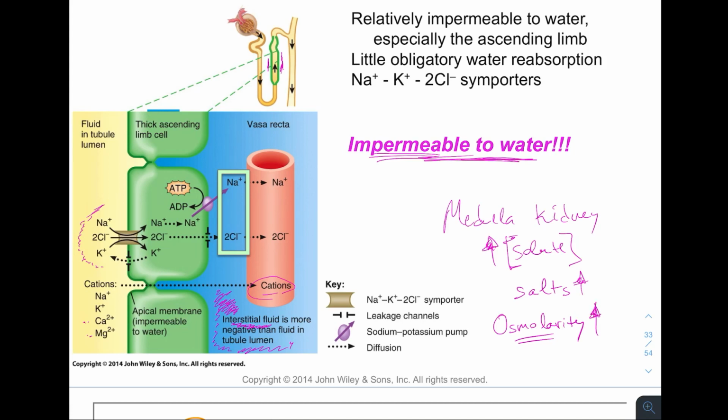Now, this will make more sense as we keep talking about this ascending and descending limb and how they work together in order to create this environment, so that we can also eventually fine-tune the concentration of the urine that ends up making its way out of the collecting ducts.